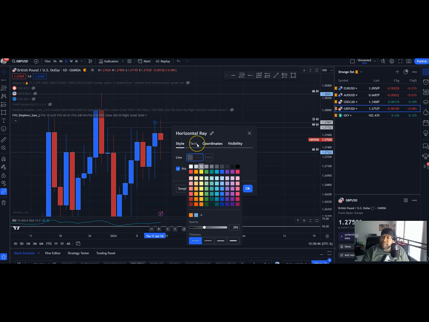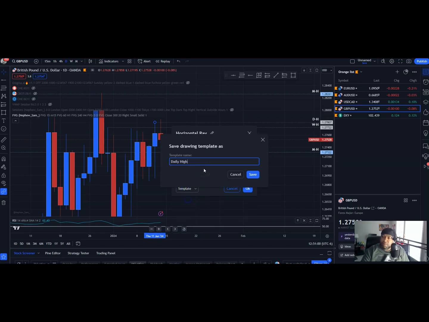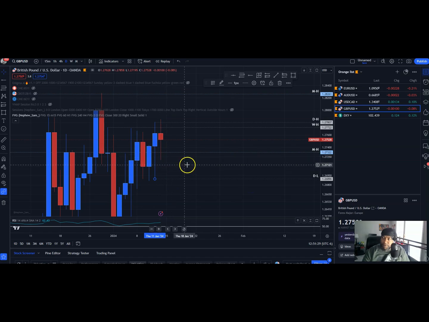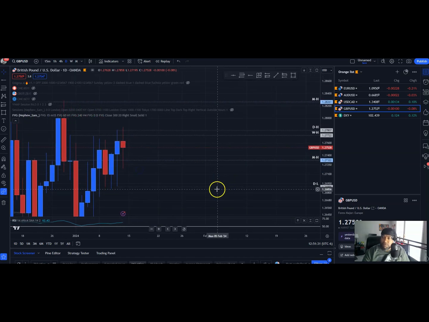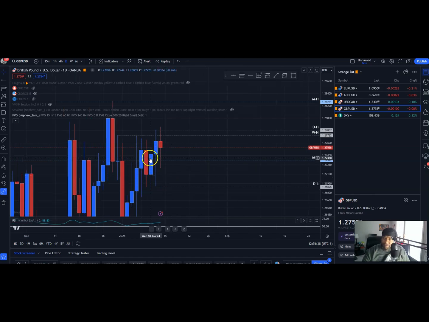Daily high is not as relevant, so I actually toned the visibility of it down. So we have that there. So these levels are the most relevant levels to me from a day trading perspective, right?